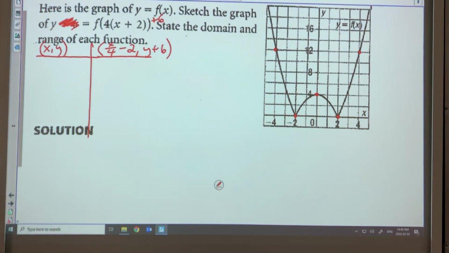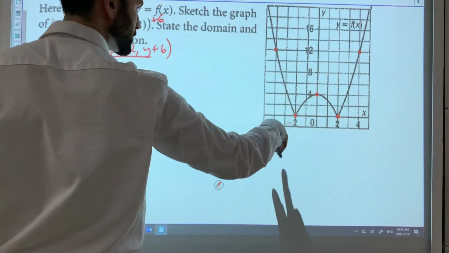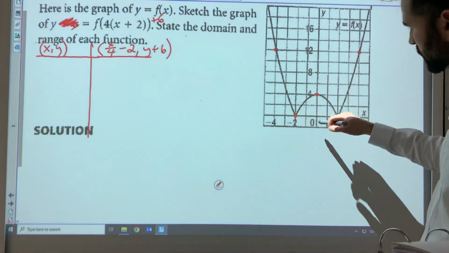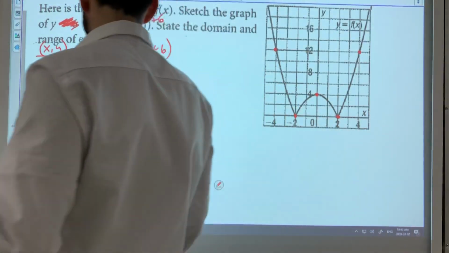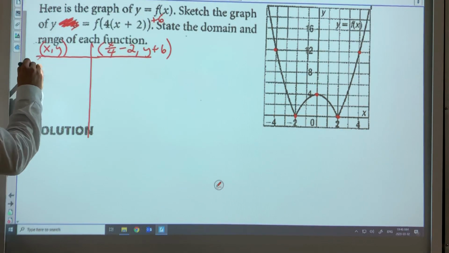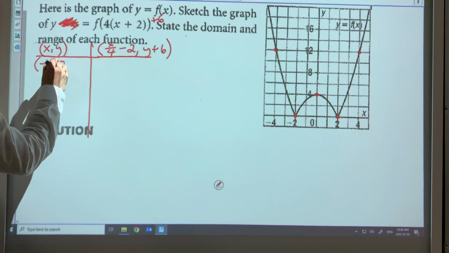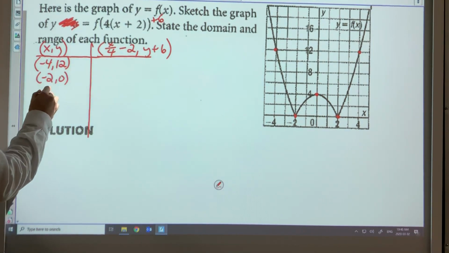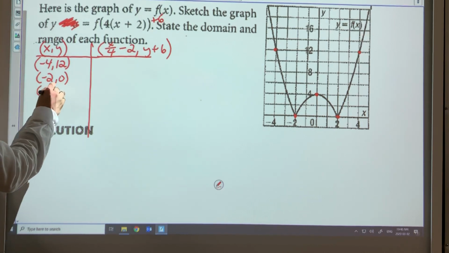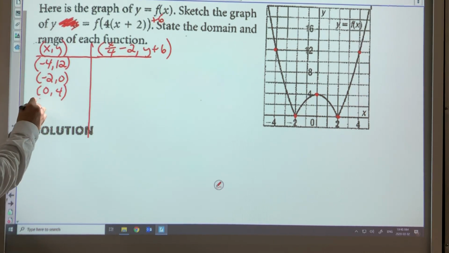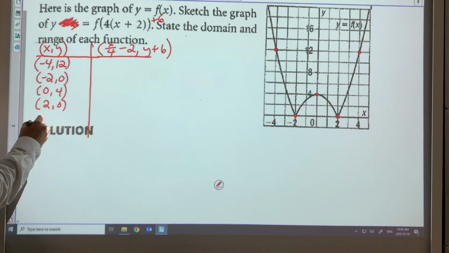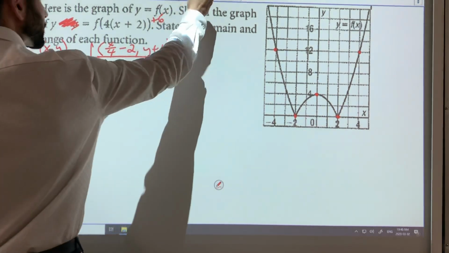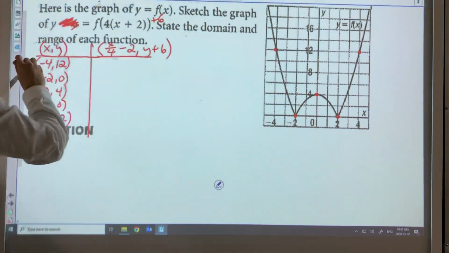All right, let's grab these points from left to right. Be careful of the scale. The y values are going up by 2. The x values are just going up by 1. So we have negative 4, 12. And then we have negative 2, 0. And then we have the point 0, 4. And the point 2, 0. And then 4, comma 12. There. So I'll do it in blue.